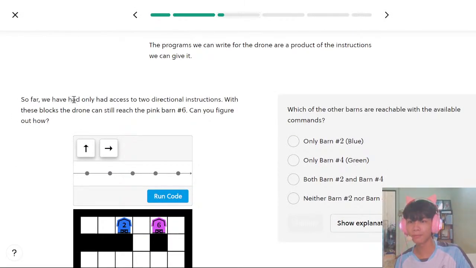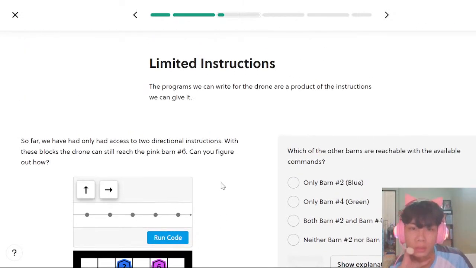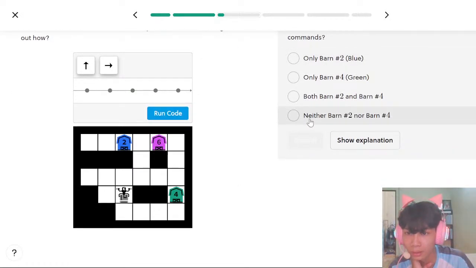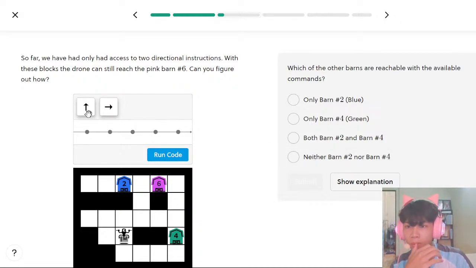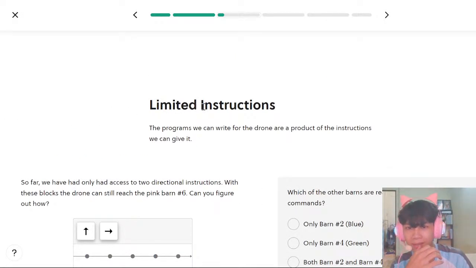So far, we have only had access to directional instructions with these blocks. The drone can still reach the pink barn 6. You can figure out how. So which of the other barns are reachable with the available commands? So here, let me see. Let me see, limited instructions.